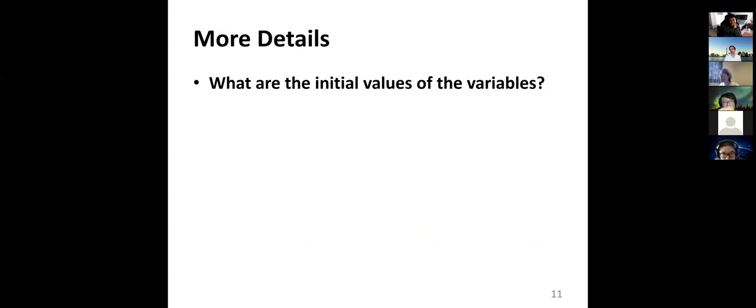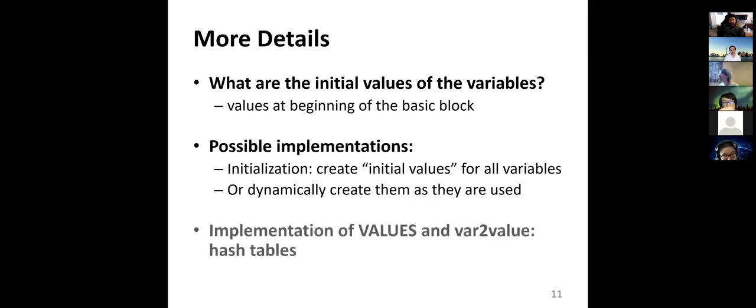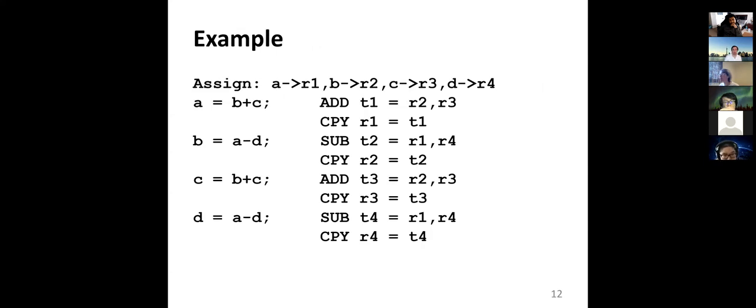So the first question you might ask: what are the initial values of the variables? Those are essentially values that are available at the beginning of the basic blocks. There are many possible implementations of that, which I'm not going to discuss here. The real implementation of the value arrays is done with hash tables. That's the most efficient way. So let me show you a piece of code on how we're going to get something like that done.